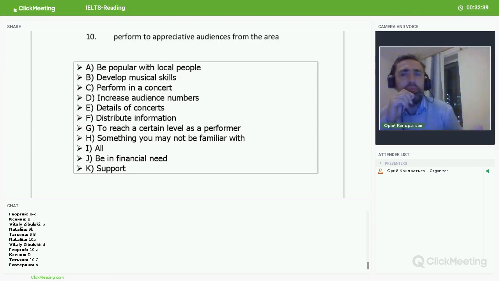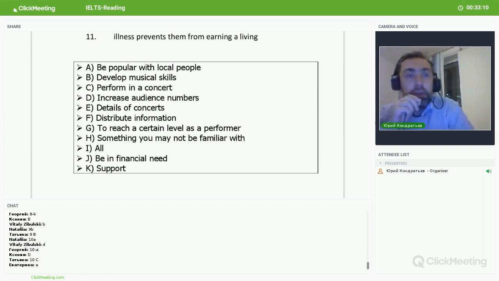That's if people appreciate you, your playing, your performance, then you're popular with them. So it's a paraphrase. And then local, that's from the area, that's a paraphrase, that's 2 points. And people, that's audiences, that's 3 points. So of course it's number A, because there are 3 synonyms. And in all other variants, you get less than 2 points. And here you even have 3 points just in this expression. Okay, I hope you understand my logic and the method how to find. Okay, one more. Illness prevents them from earning a living.